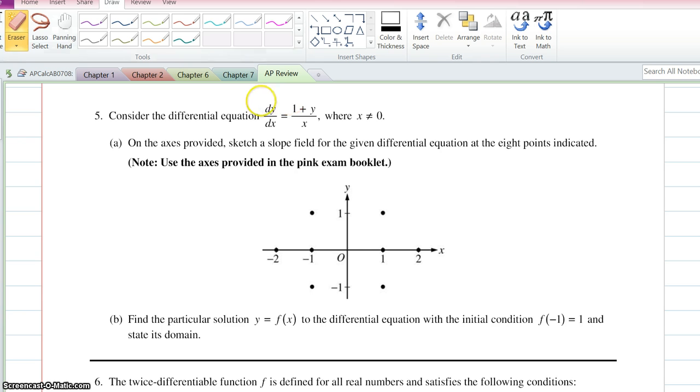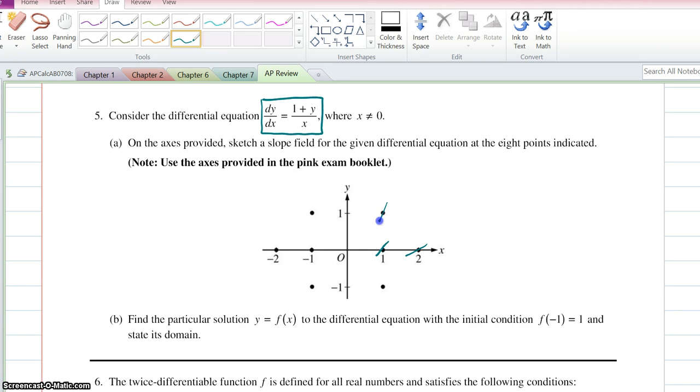So we're given this differential equation. They tell us x cannot equal 0. And we want to first sketch a slope field. So start plugging in the points that they give you here. So there's 8 points. Make sure you're only graphing on those 8 points. We have 1, 0. So plug in x is 1, y is 0. You get 1. Plug in 2, you get 1/2. And then plug in 1, 1, we get 2 over 1, which is 2.